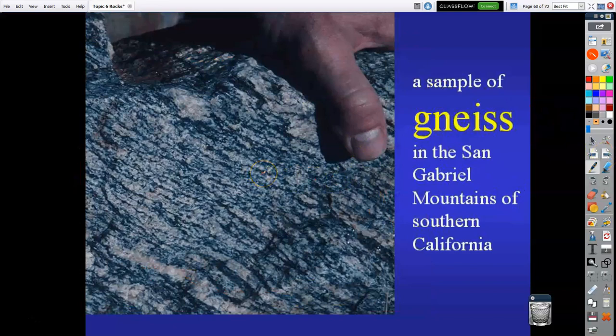This is gneiss. Again, gneiss has that banding. You're looking at what I call the zebra rock stripes, where you see dark layers, light layers, dark layers, light layers. This is in California, out in the San Gabriel Mountains, which are down in Southern California, if you've ever been out that way.